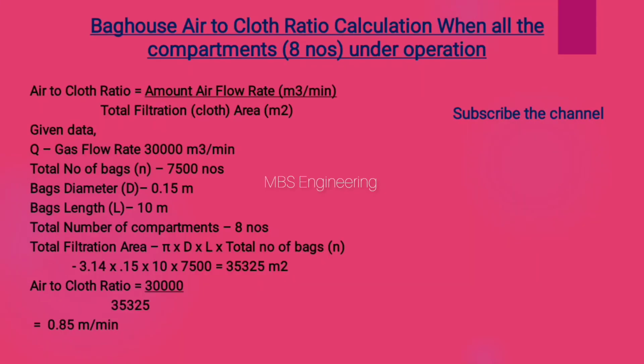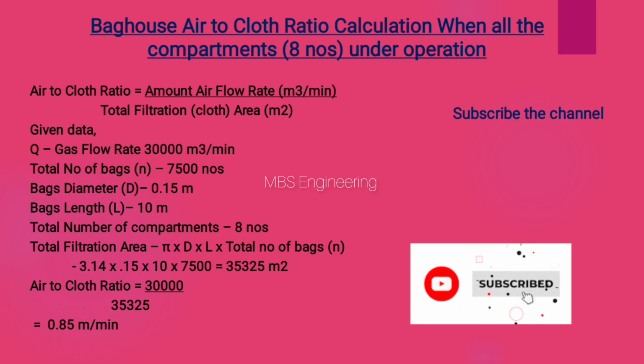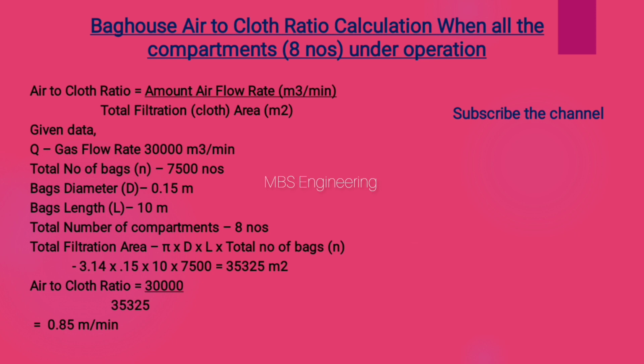Assume that all the compartments are in operation. Then what is the air to cloth ratio for this condition? Given data: Q, gas flow rate, 30,000 cubic meters per minute; total number of bags, N, 7,500; bag diameter, D, 0.15 meter; bag length, L, 10 meter; total number of compartments, 8. Total filtration area equals pi multiplied by D multiplied by L multiplied by the total number of bags, N.